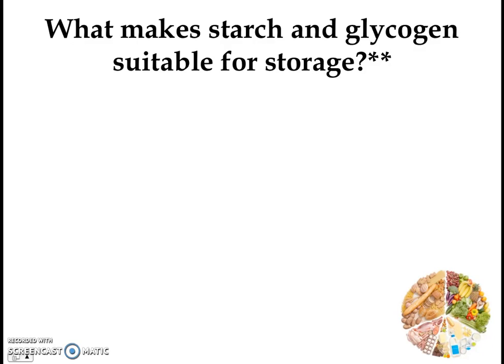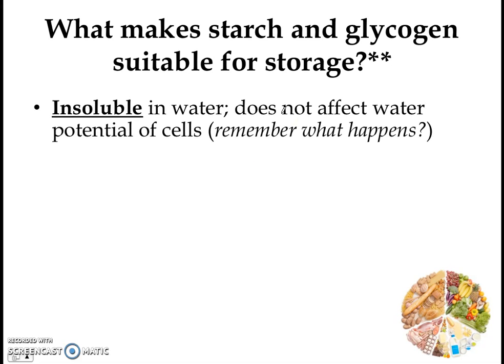So let's apply what we just learned. Now, what properties make starch and glycogen suitable to be used as storage forms in plants and animals? Well, the first thing is that they are both insoluble in water and they do not affect the water potential of cells. Now imagine if cells stored energy in the form of glucose. So they just accumulated a lot of glucose inside them. What will happen? Now if you remember from osmosis, water will move into the cell, causing it to expand and in animal cells to burst, kaput.